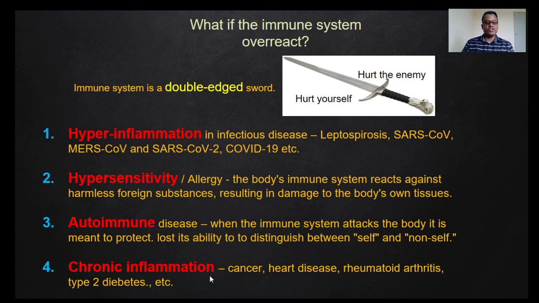Fourth, chronic inflammation. We can observe it in cases of cancer, heart disease, rheumatoid arthritis, type 2 diabetes, and a lot more. So there are 4 main disease conditions that can happen if the immune system overreacts: hyperinflammation, hypersensitivity, autoimmune disease, and also chronic inflammation.